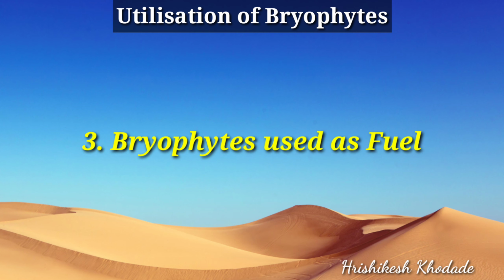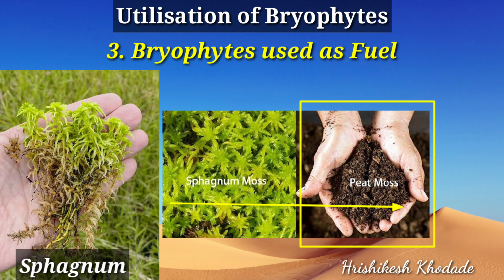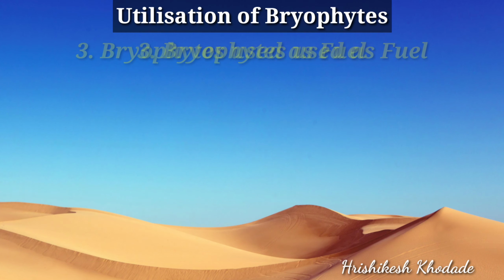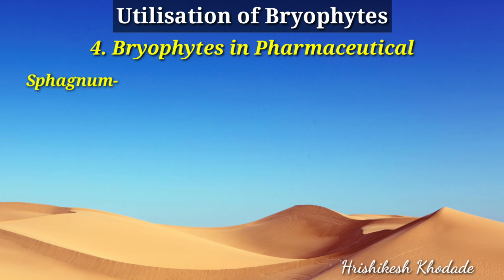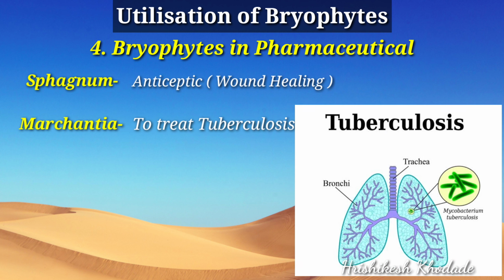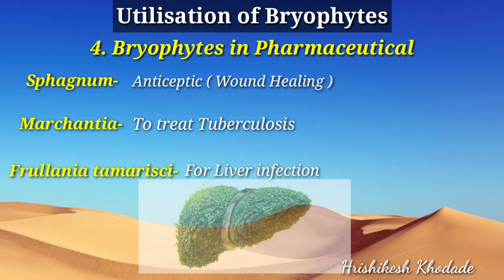The third application or utilization is that bryophytes are also used as a fuel in various industries, because bryophytes, for example sphagnum, are used currently in Scotland as a fuel. The fourth importance of bryophyte is in pharmaceutical industries. The sphagnum leaves act as an antiseptic, which helps in healing wounds. The Marchantia are used against diseases such as pulmonary tuberculosis. You know very well what tuberculosis is. As well as we said in the first lecture, these bryophytes are used in the treatment of various liver infections.